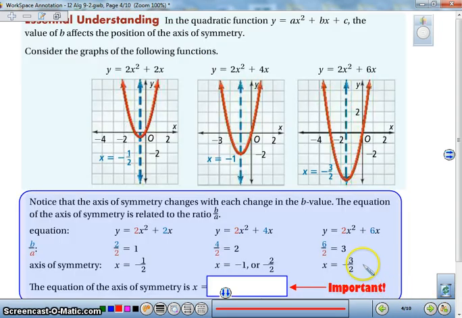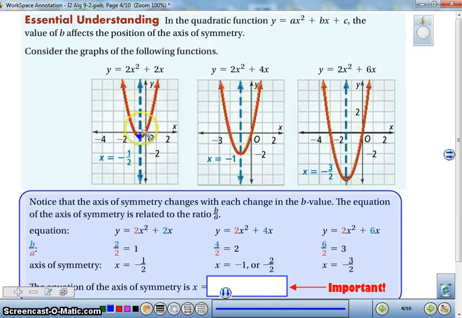When we have this middle term, in a quadratic function, ax squared plus bx plus c, the value of b affects the position of the axis of symmetry. So this is our axis of symmetry that we are looking at. Remember, it always goes through our vertex, so here is our vertex down at this point.